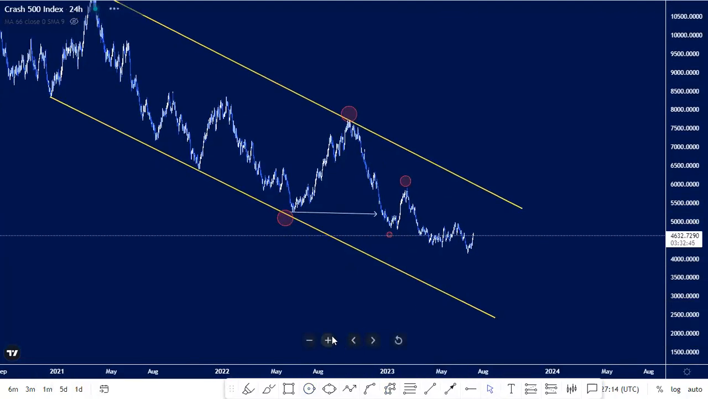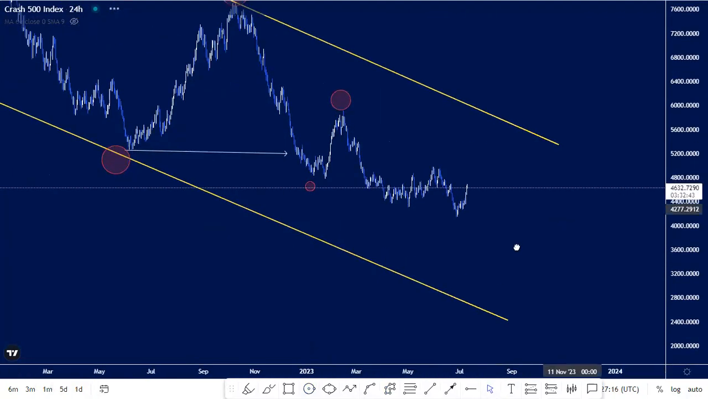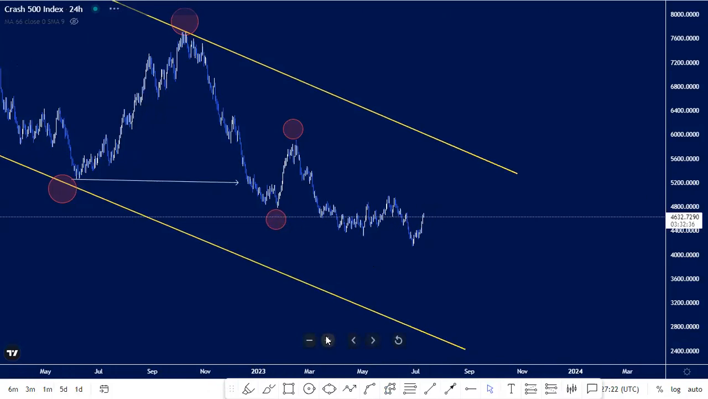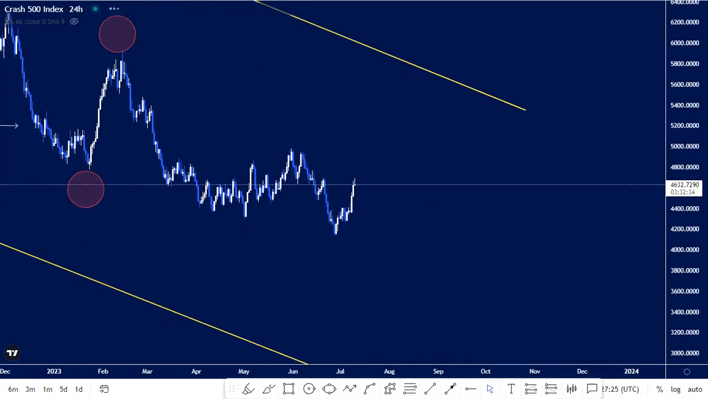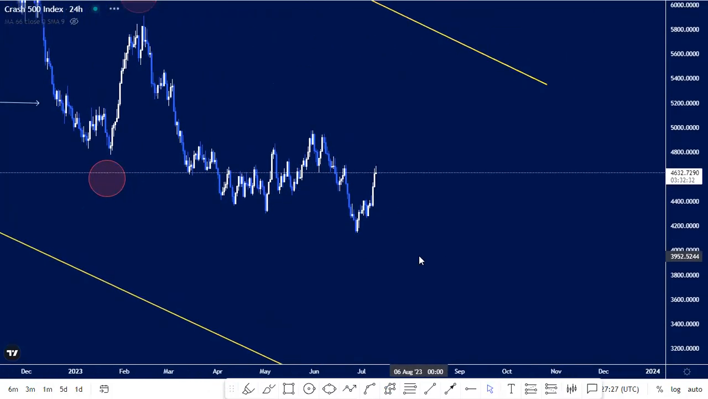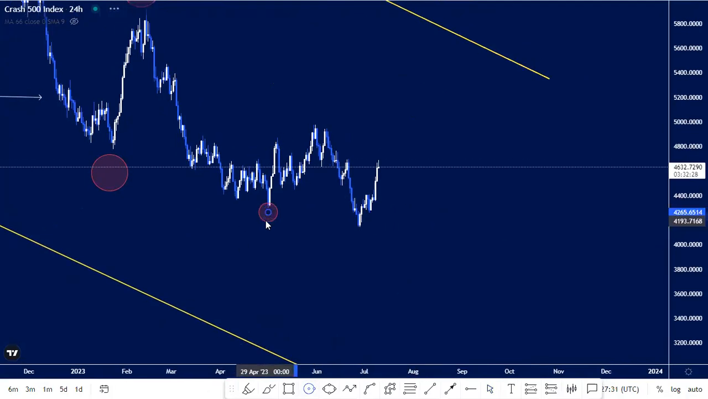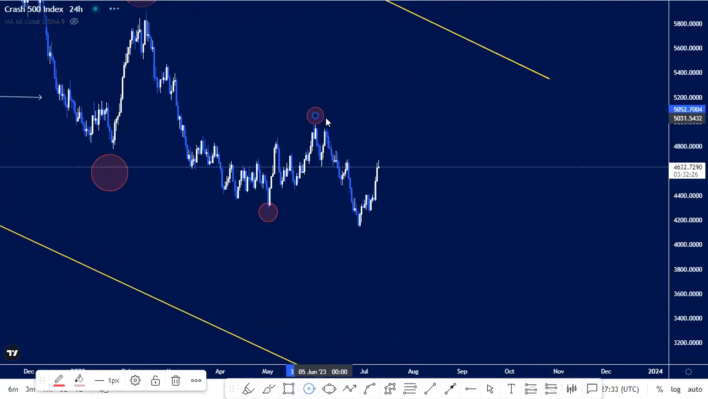So going down, let's zoom in and see our structure. Right, zooming in and looking at our structure. We want to see which one is our lower low. This is a lower low because it broke internal structure. This is a lower high because it broke that lower low. Right.